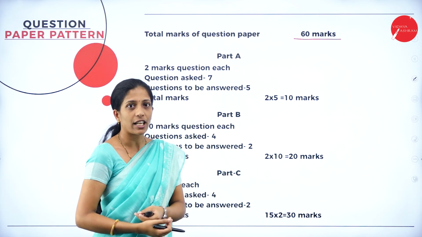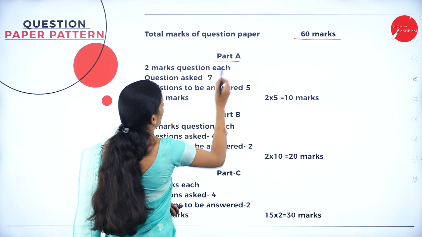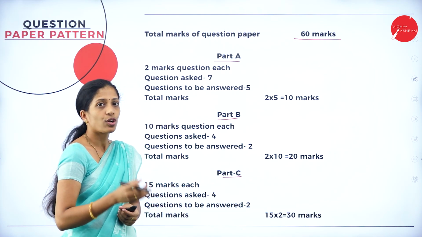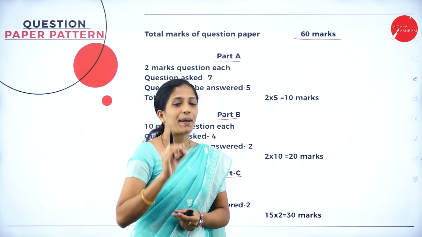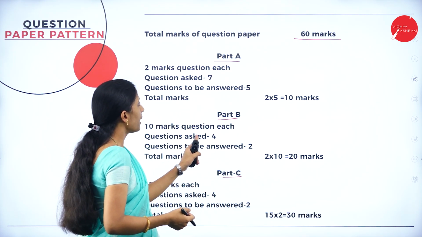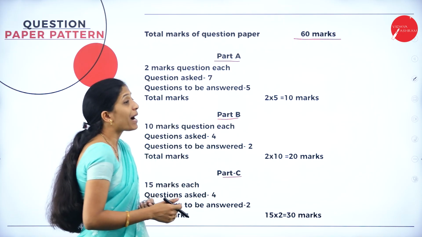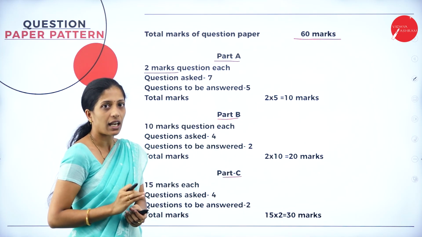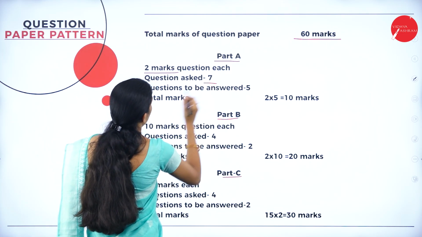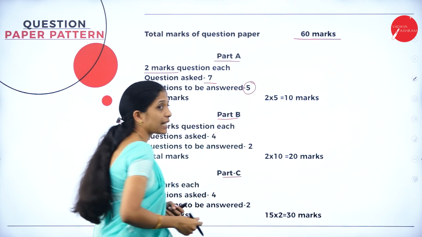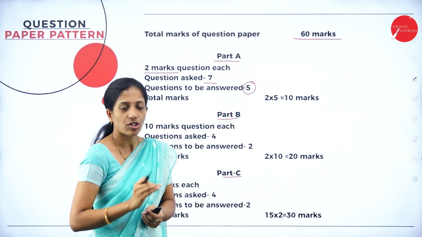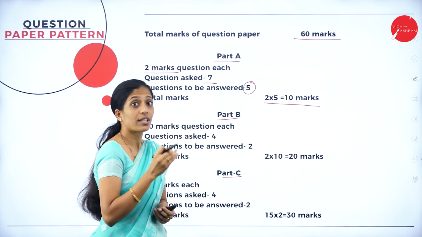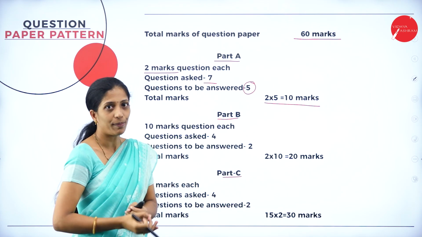So 60 will be the weightage of your question paper, and they have divided the question paper into 3 parts, that is part A, part B and part C. Part A is of 2 marks questions. All the questions in part A will be of 2 marks. They will ask you 7 questions, out of which you have to answer any 5. So the total weightage is 10 marks. So this is part A which carries 2 marks questions.